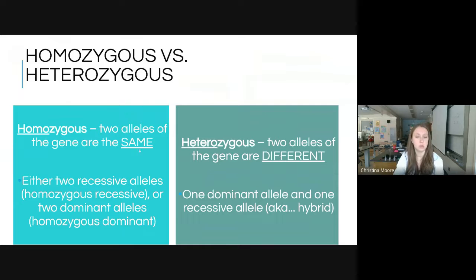This could either be two recessive alleles, known as homozygous recessive, or it could be two dominant alleles, known as homozygous dominant. The opposite word from this is heterozygous. Heterozygous means two alleles of the gene are different. There's one dominant allele and there's one recessive allele, aka a hybrid. So heterozygous and hybrid are synonyms of each other that mean the same thing, whereas homozygous means two alleles of the gene are the same, and heterozygous means two alleles of the gene are different.